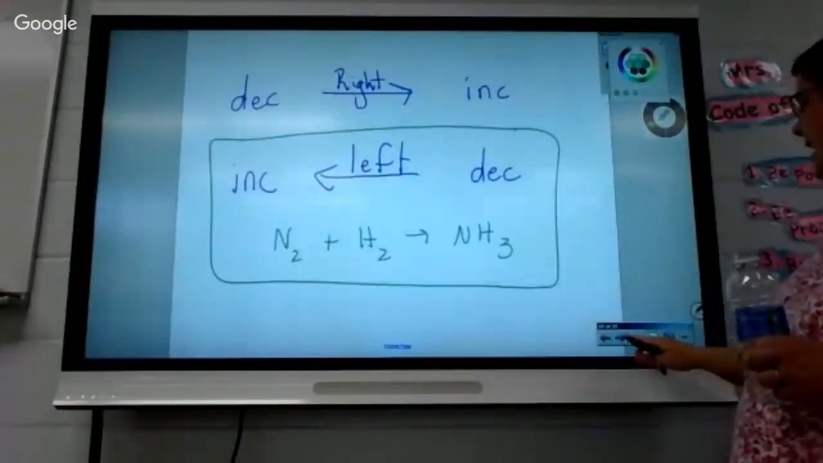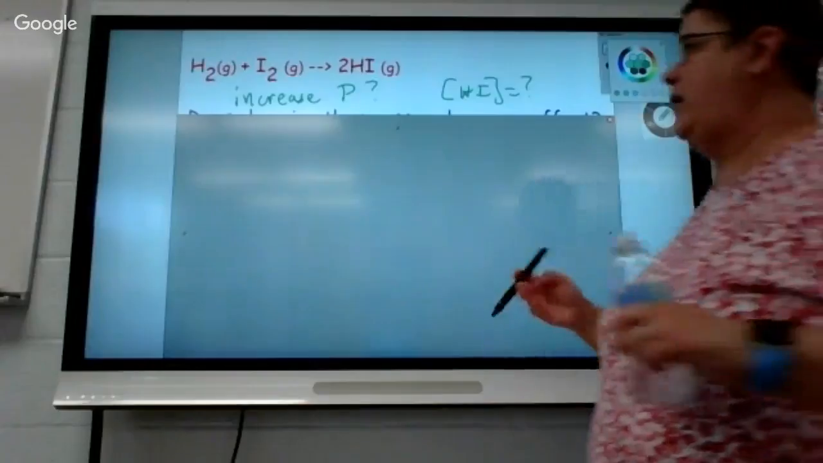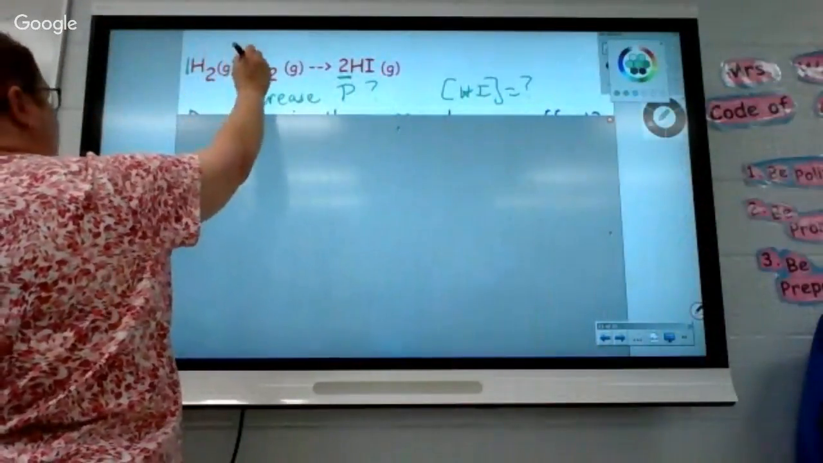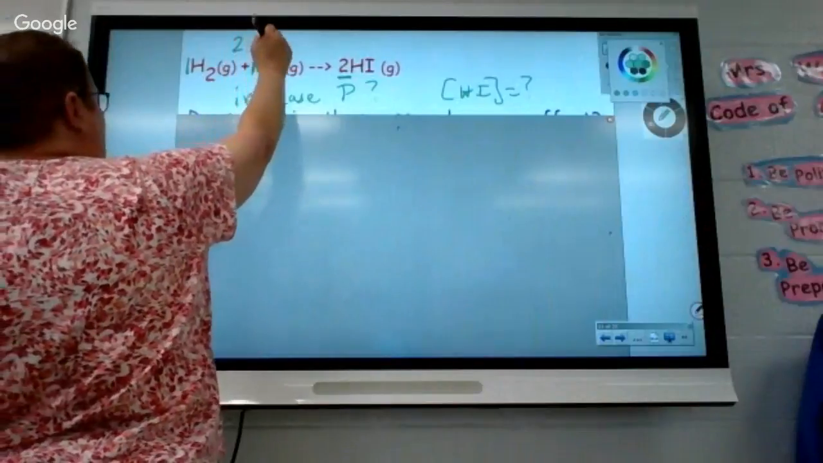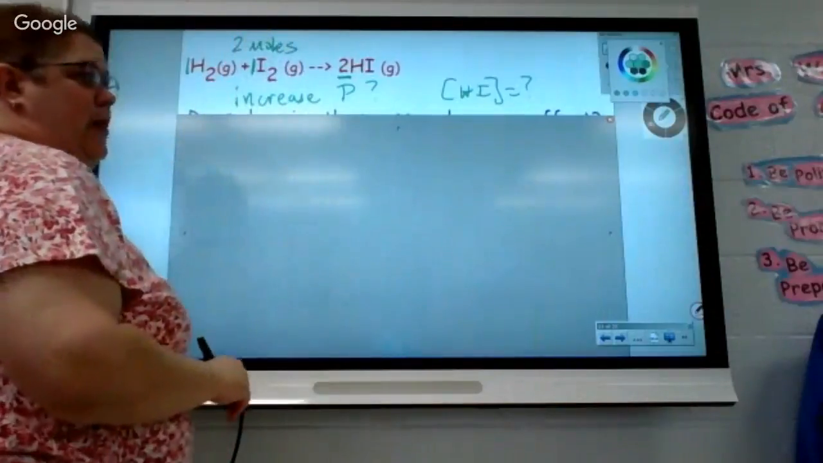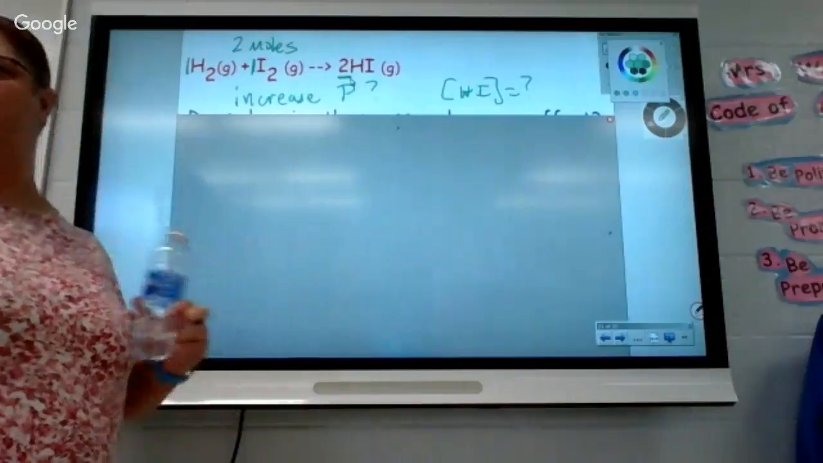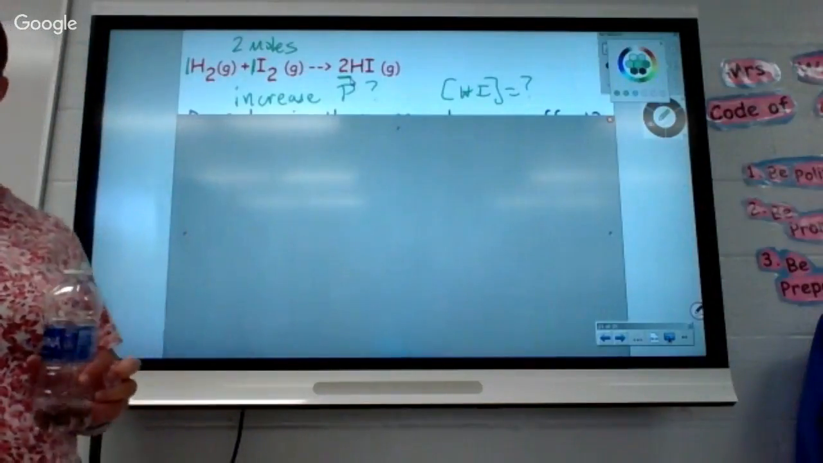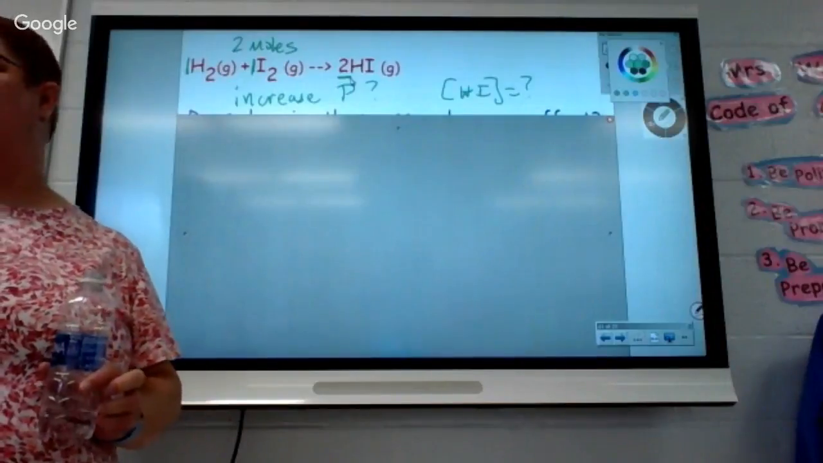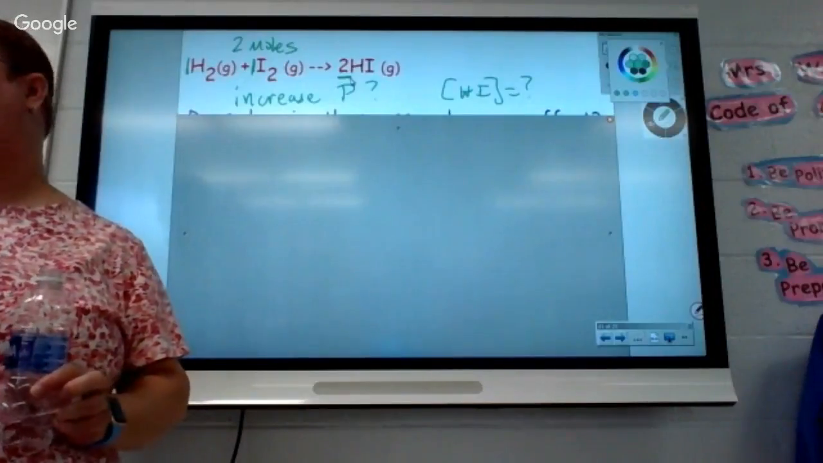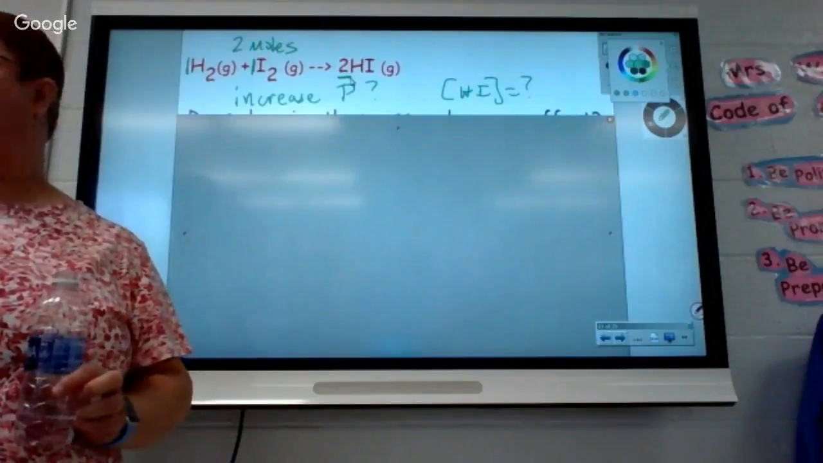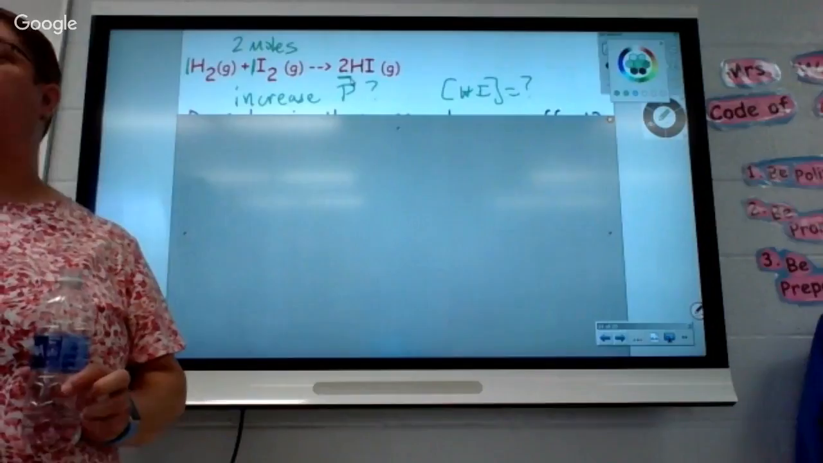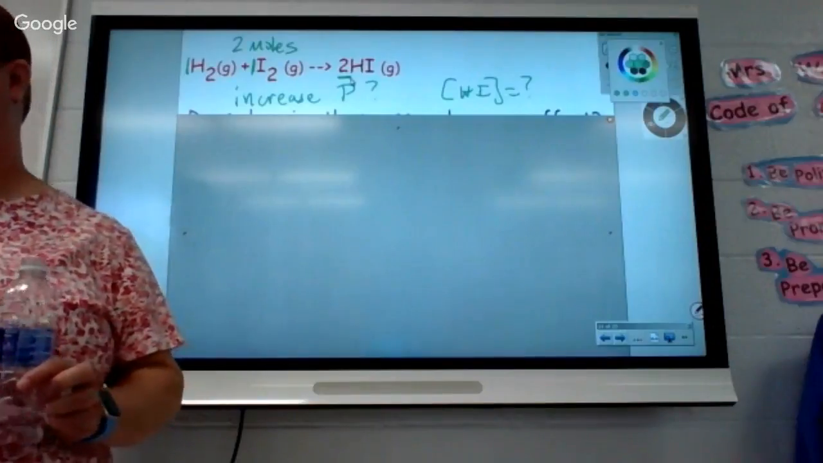The piece you were not saying, even though you were thinking the right thing, is that you had 2 moles on this side, and 1 plus 1 is 2 moles on this side. You had the same number of moles on both sides. So you don't have more moles and fewer moles. You have the same number of moles. Pressure is the only one that might not shift, and it would have no effect. Concentration will not work that way. Temperature will not work that way. But pressure could have no effect.